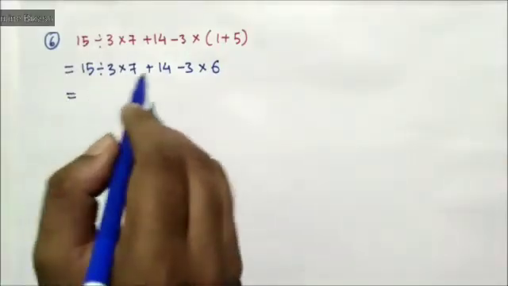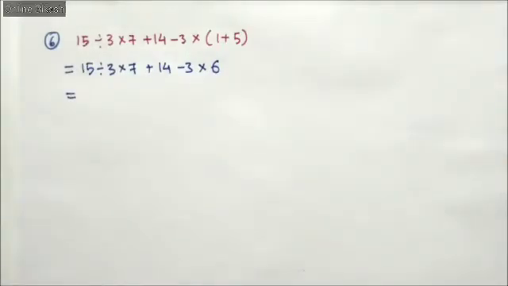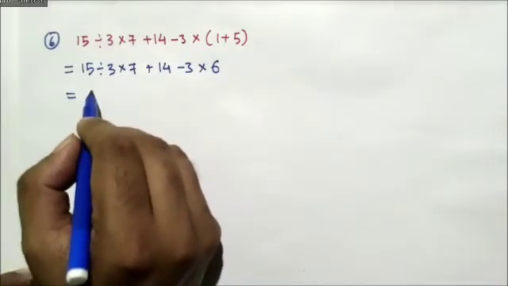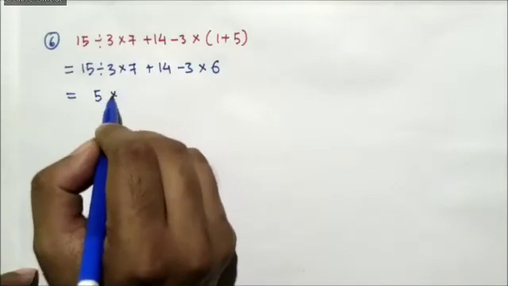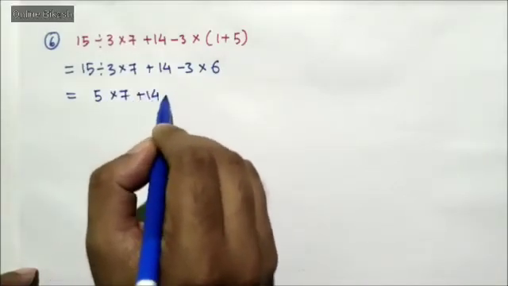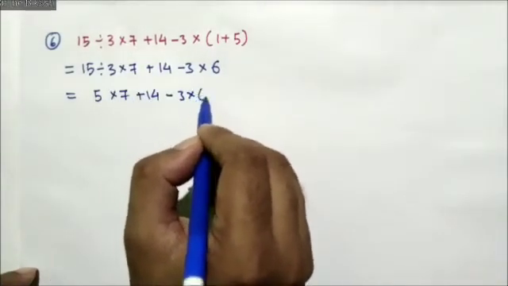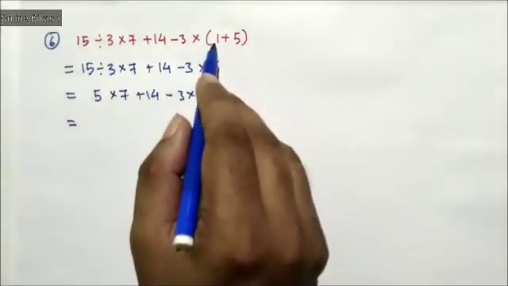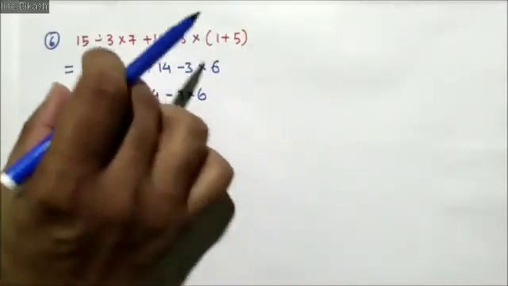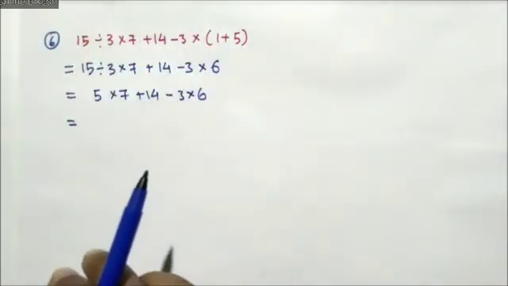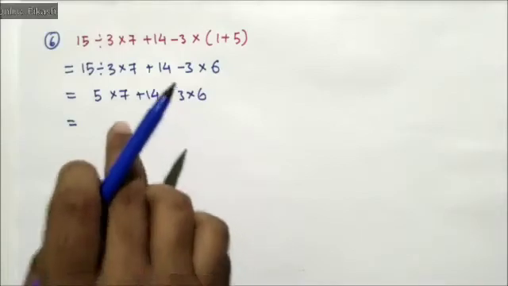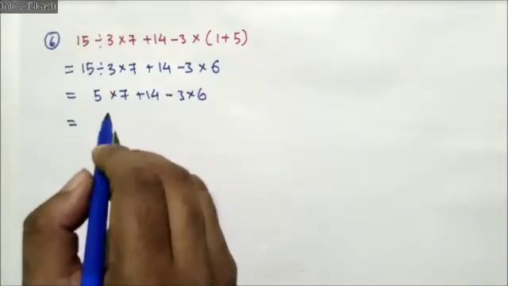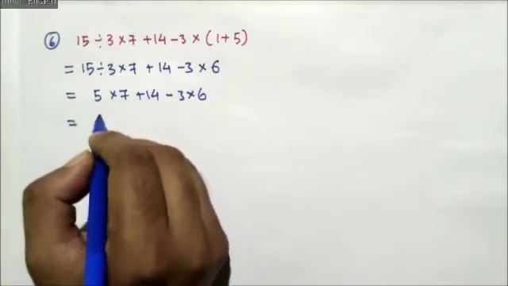Now which operation will we do first? The division. So 15 divided by 3 is what? Come on, 3 fives are 15. So 5 into 7 plus 14. One by one you will perform the operations in order. Now we have completed the bracket section, then the division section, and now we will complete the multiplication section. 5 into 7 is what?